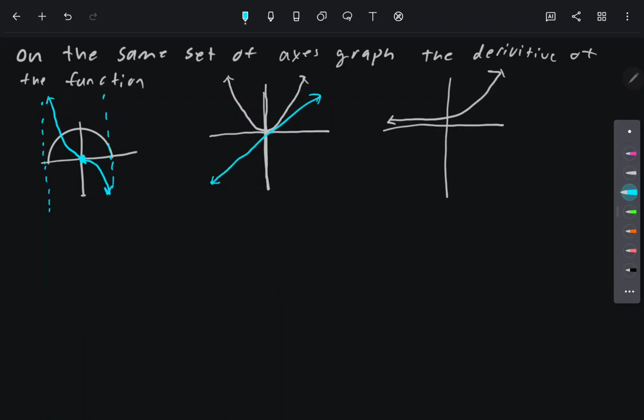And finally, we have this function. It's once again an exponential. If we're looking at it, it looks like it's going to grow at about the same rate as said exponential, just maybe a small bit faster. So those are our 3 graphs.